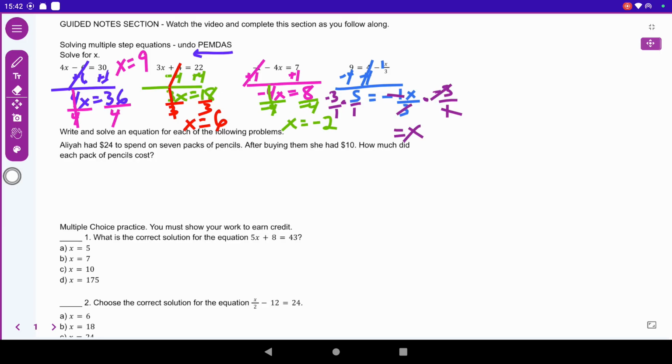So it's going to equal x. Here we have negative 3 times 5 is negative 15. Your denominator is 1. We typically don't write the 1. So it's just going to be negative 15 over 1, or just negative 15.